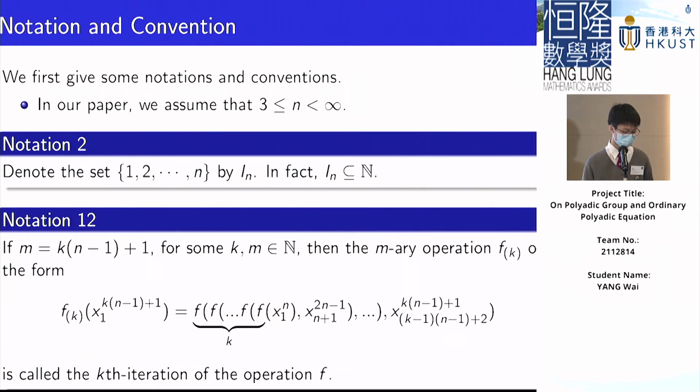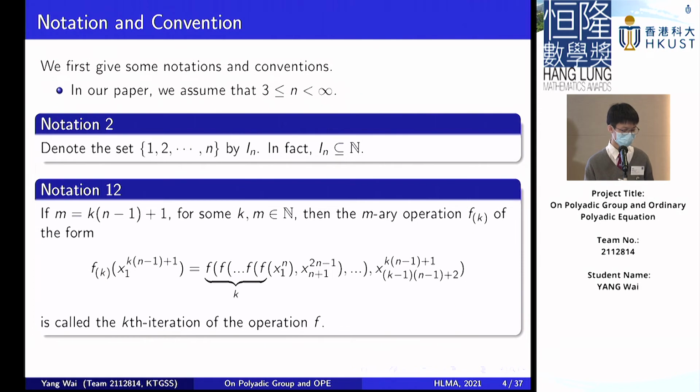Before we start, we just introduce some notations and conventions first. First, in our paper, we assume that n is less than infinity and greater than or equal to 3. And in notation 2, we denote the set {1, 2, up through n} by I_n, and I_n is contained in the set of natural numbers.